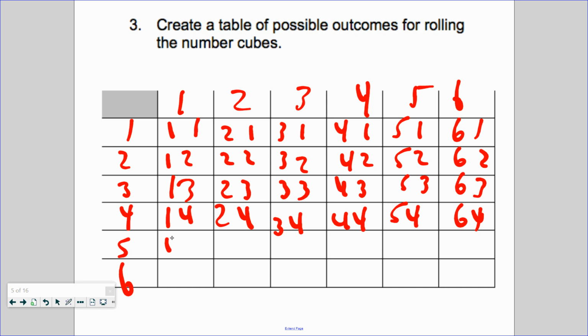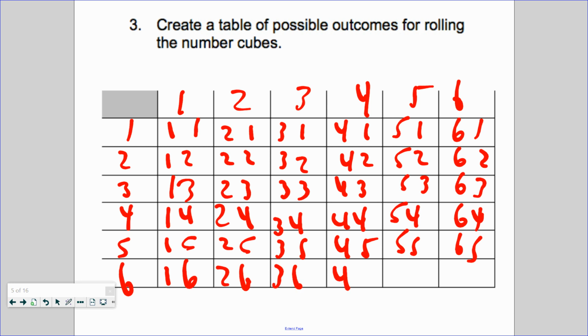First dice, I roll a 1. And then the second dice, I roll a 5. So 1, 5, 2, 5, 3, 5, 4, 5, 5, 5, 6, 5. And then the first dice, I roll a 1 again. And the second dice, I roll a 6. 2, 6, 3, 6, 4, 6, 5, 6, 6, 6. So this is the table listing all of them.